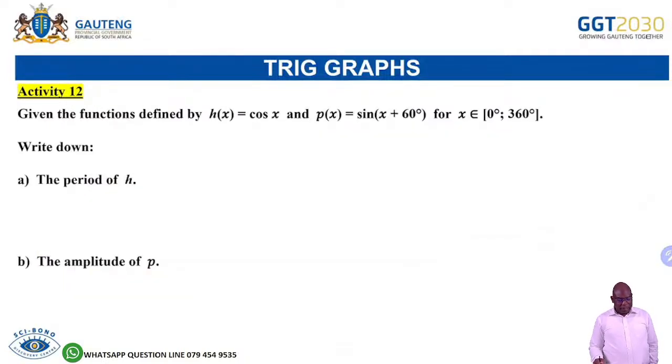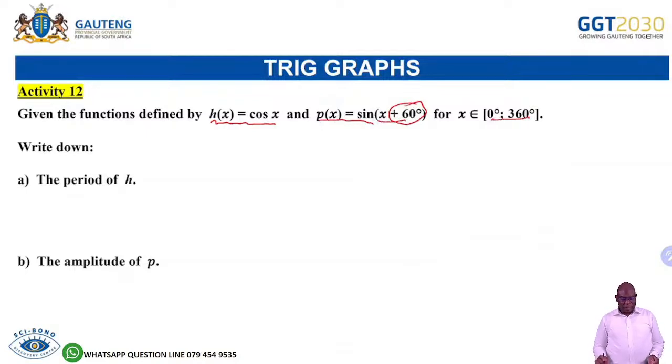Now, the next activity, we're given the two functions. h of x is cos x. p of x is sin x plus 60. Can you see that angle there? It's not a value. It's not x plus 3. If it's x plus 3, it means that the 3 must be outside the bracket. So here we're adding angles from 0 to 360 degrees.